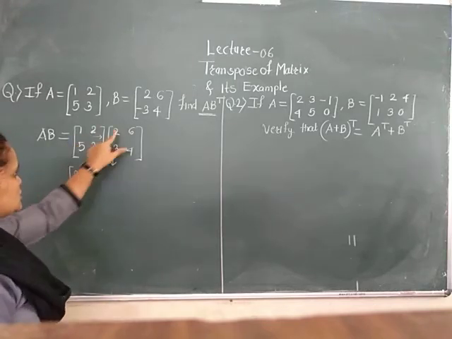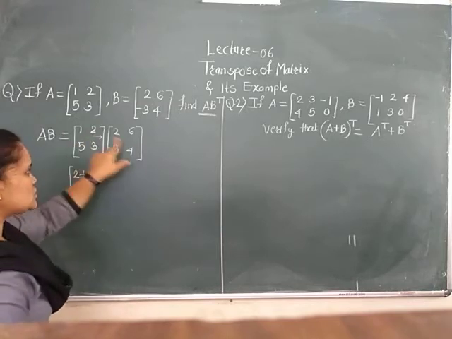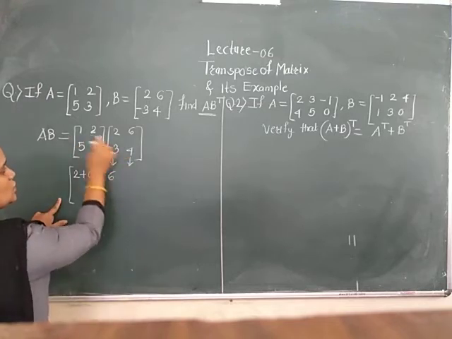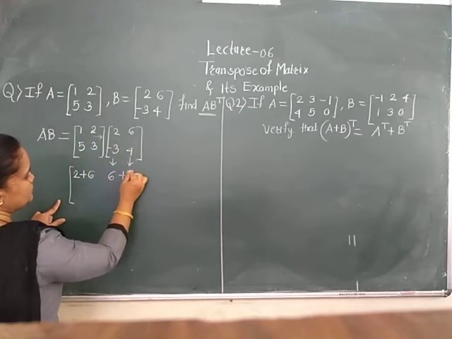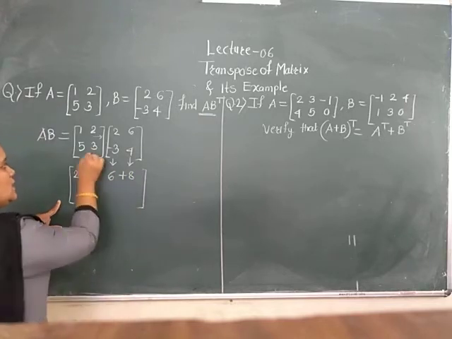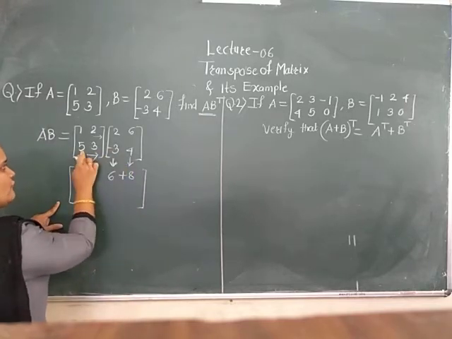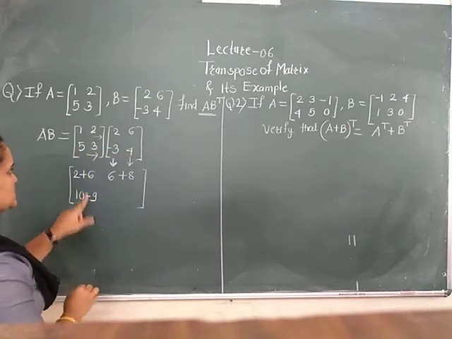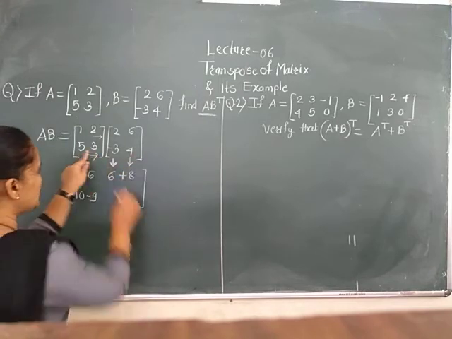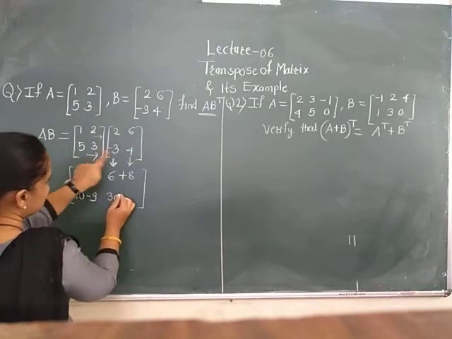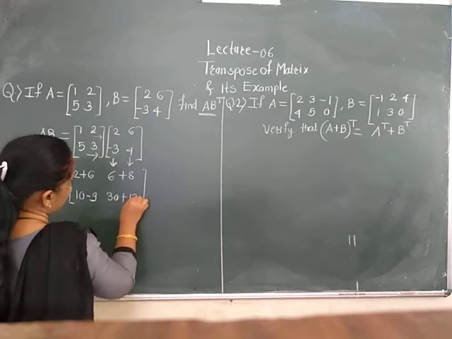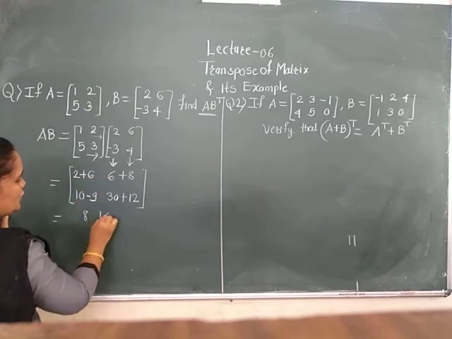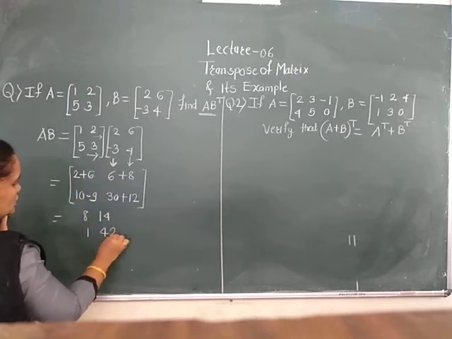Okay. First row with first column we multiplied. After that, first row but which column? Second column. So 1 into 6 is 6, 2 into 4 is 8. Now again, second row, first column, 5 into 2 is 10, 3 into minus 3 is minus 9. Then second row, second column, so 5 into 6 is 30, 3 into 4 is 12. So it is equal to 8, 14, 1, 42.